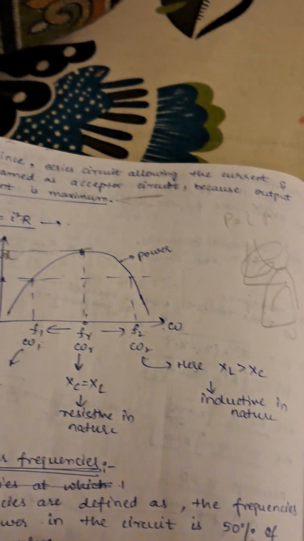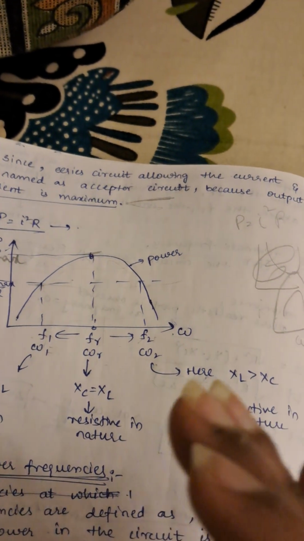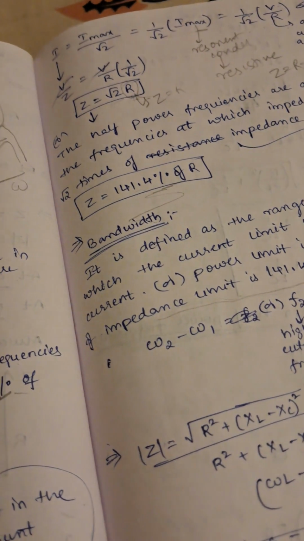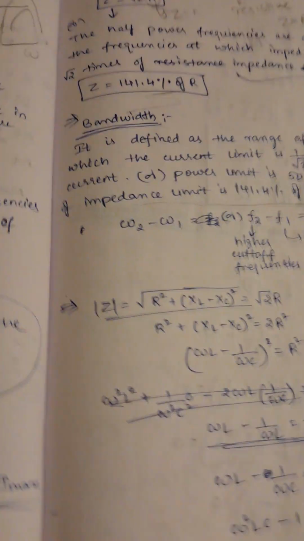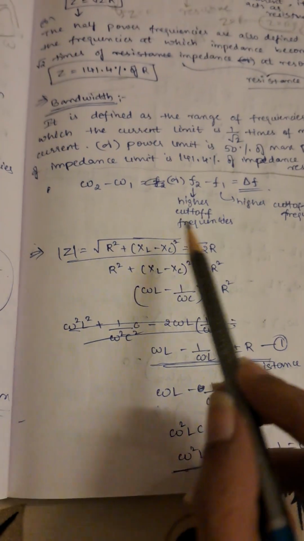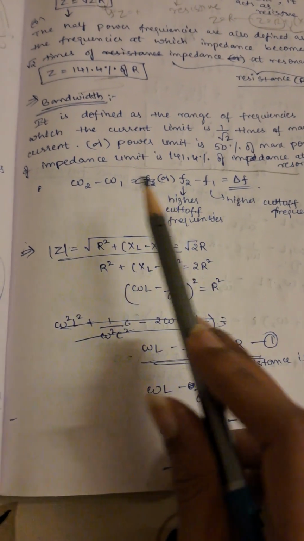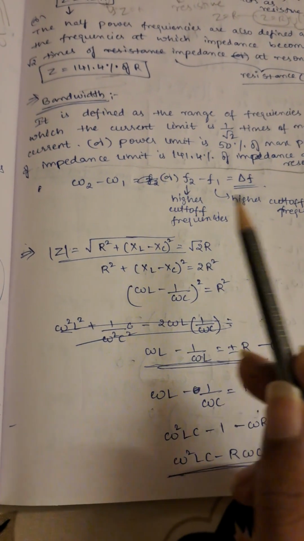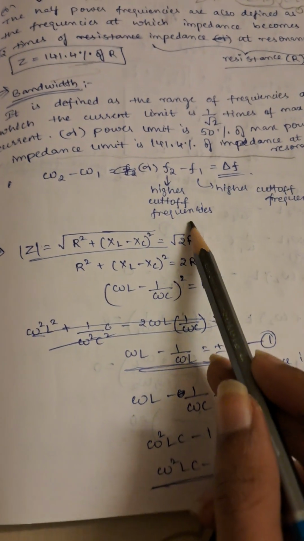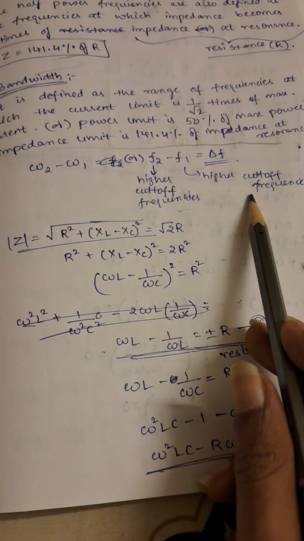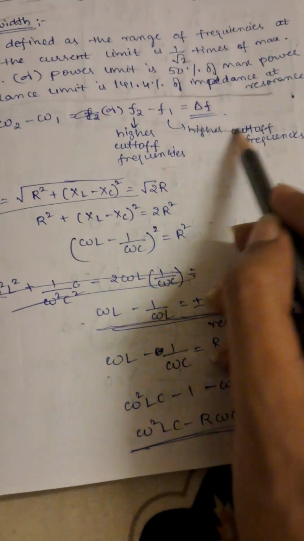Once again, the frequencies in between f1 and f2, the half power frequencies, all those frequencies are termed as bandwidth. So it is f2 minus f1, meaning omega 2 minus omega 1, delta f. This is the higher cutoff frequency and this is the lower cutoff frequency.